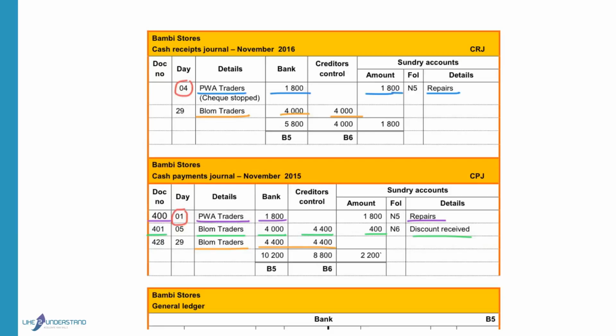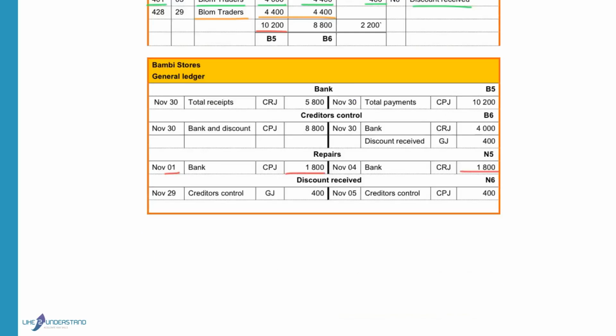The bank account will be debited with 5,800 and the bank account will be credited with 10,200. Bank account is debited with the total amount that was received and that was recorded on the debit side of the bank to increase the money in the bank. The bank account is credited with 10,200 for the total payments to decrease the amount in the bank.